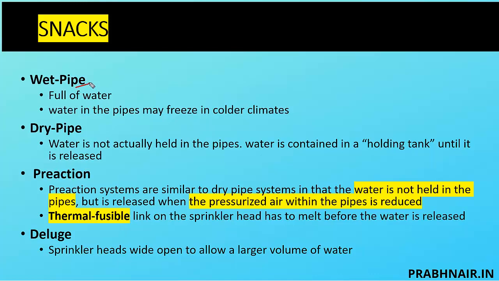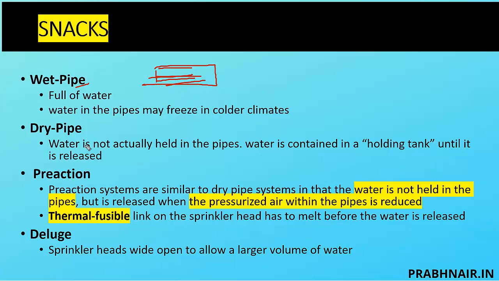The first is called a wet pipe, where the pipe is full of water. In countries like Russia and Canada, where the temperature is below zero, the water gets frozen. If there is an issue with the pipe and there is a leakage, then it will damage the entire equipment. So that is not ideally suggestible from the company perspective.